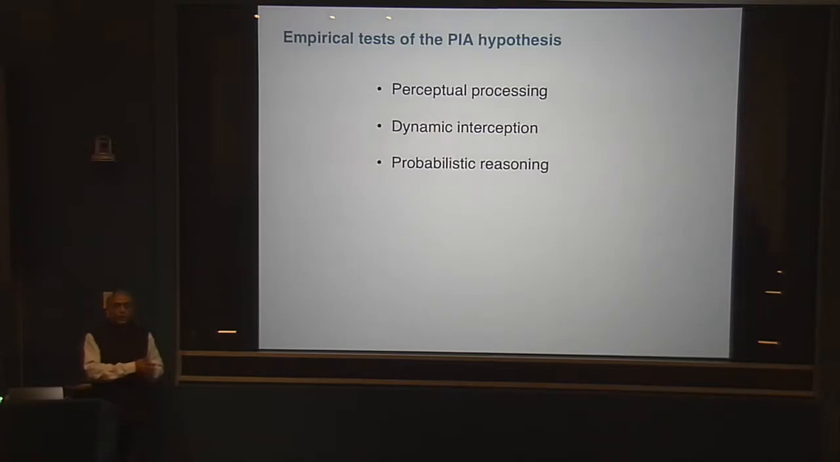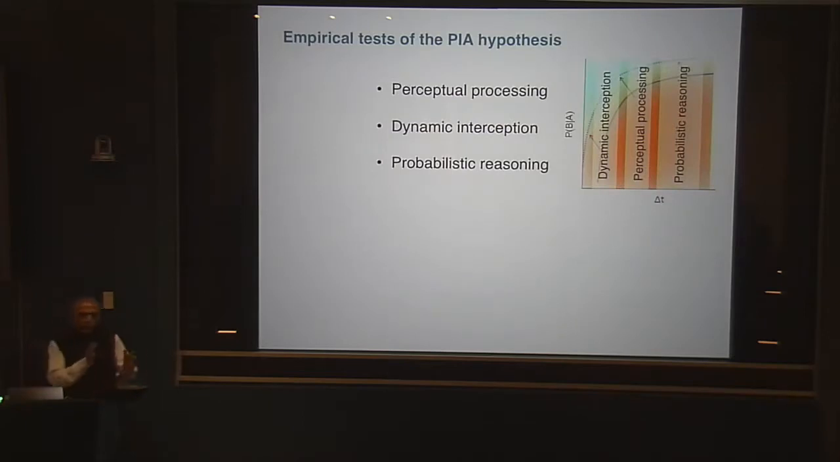And we are exploring multiple avenues of experimental work. We are looking at perceptual processing, dynamic interception, and more general probabilistic reasoning. And the reason we are picking these three domains in particular is because they nicely tile the temporal axis. So by seeing whether all of these domains are affected, we would gain some confidence that a predictive impairment, if one exists, is a common thread that links challenges across these multiple domains.